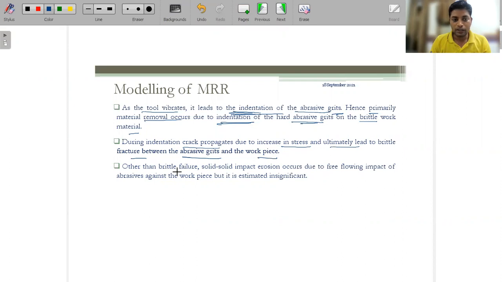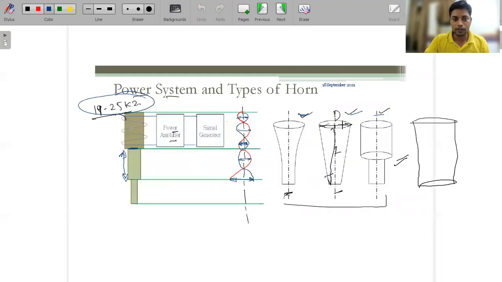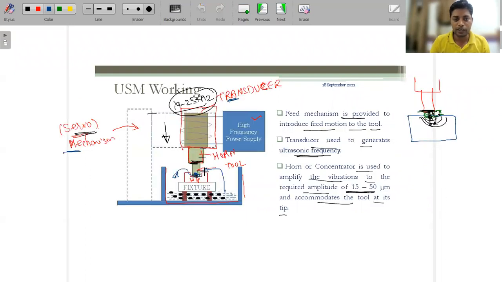Okay guys, other than brittle failure, there is solid impact erosion that occurs due to free flowing impact of abrasive against the workpiece, but it is deemed insignificant. Means this abrasive particle, due to the vibration, a crack is initiated and propagated. But as we are using the abrasive slurry, here we are using the abrasive slurry.